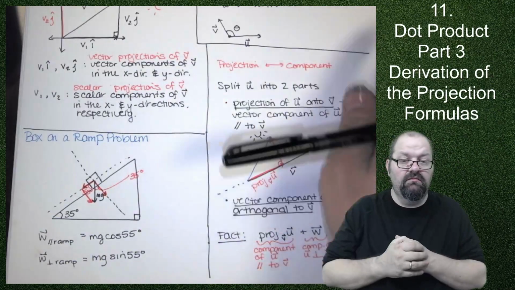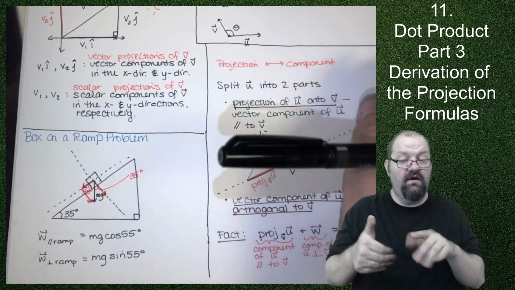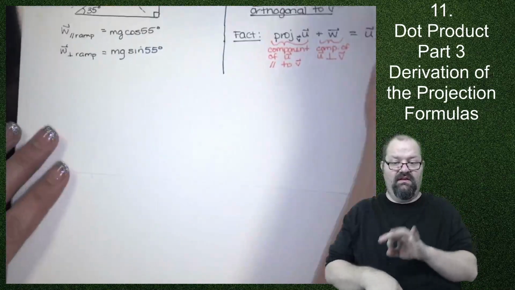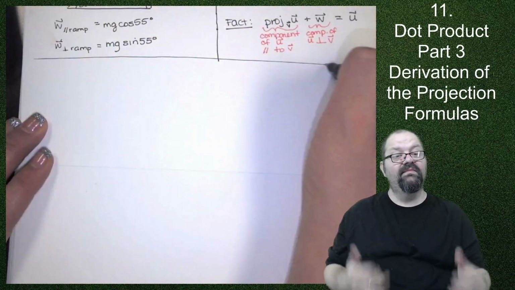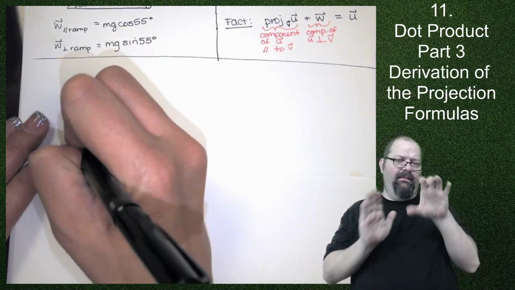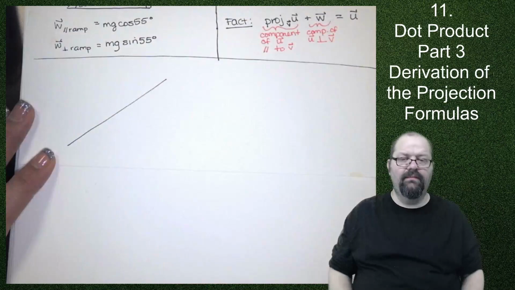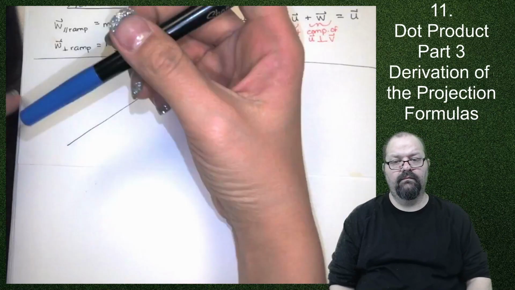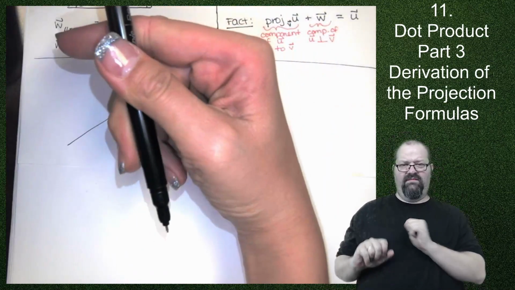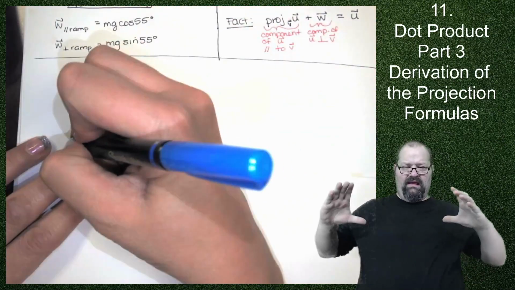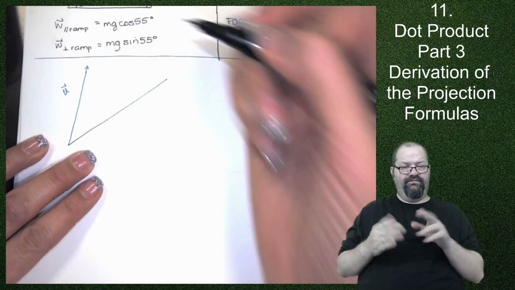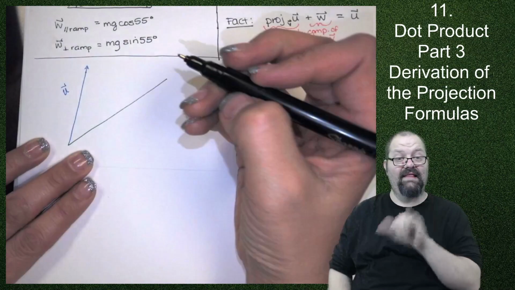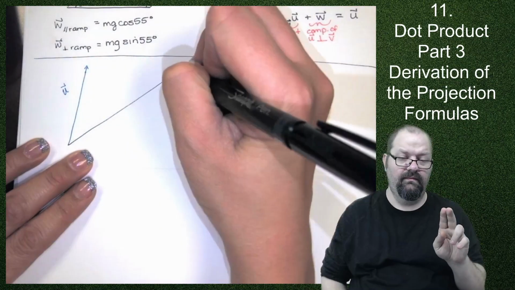So let's focus first on just the length of the projection of u onto v. I'm going to draw my picture again. I'm going to try to draw it a little bit bigger. I'm just going to give myself a little bit more space. Make u longer. That's u. This is my vector v.